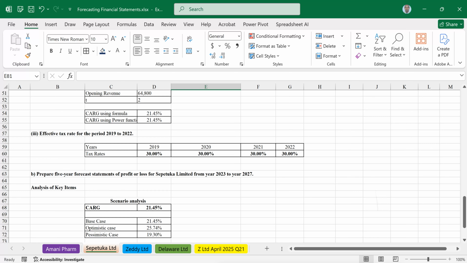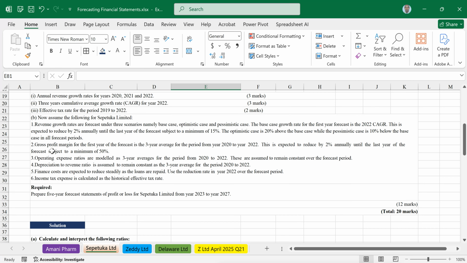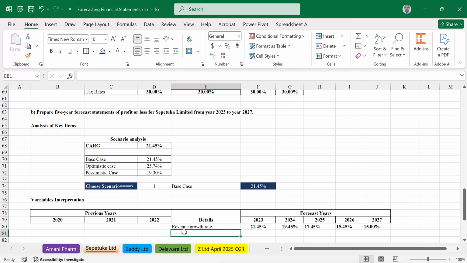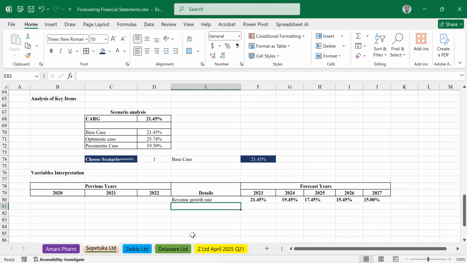Now the next analysis, number 2, gross profit margin for the first year of forecast is 3-year average for the period from 2020 to 2022. This will reduce by 2% until the last year of forecast, subject to a minimum of 50%. So gross profit margin is the average of the period 2020 to 2022. So this is gross profit margin.